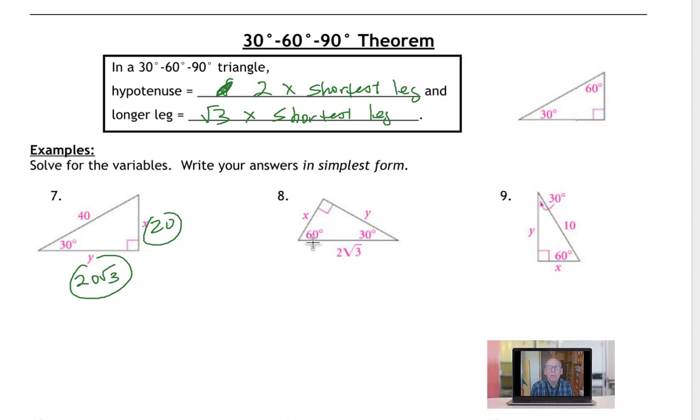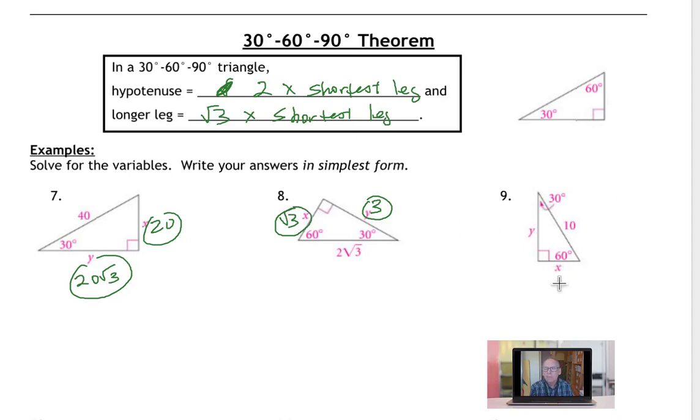Look at number 8. We've got 2 radical 3. Now this is twice the shortest leg because it's the hypotenuse. So the shortest leg, divided by 2, is just going to be radical 3. And then the medium-sized leg, or the side opposite the 60, is going to be root 3 times the short side, which is root 3. Root 3 times root 3 is root 9, which is going to give us a 3. So that's what we get for those.